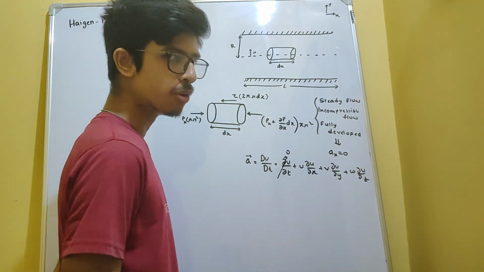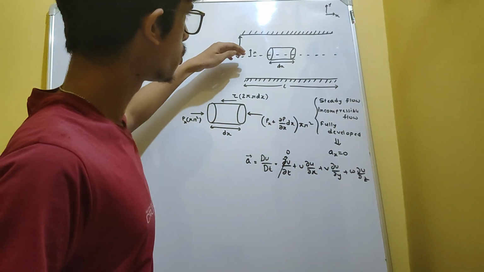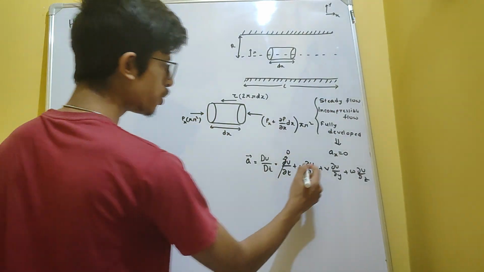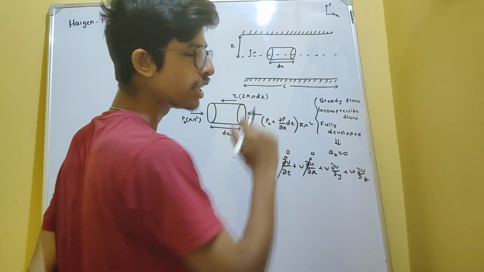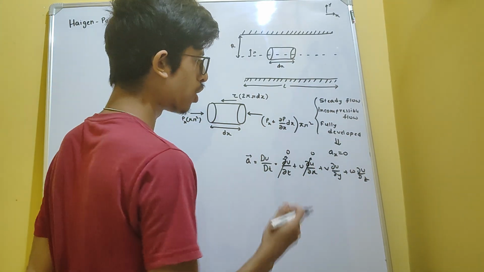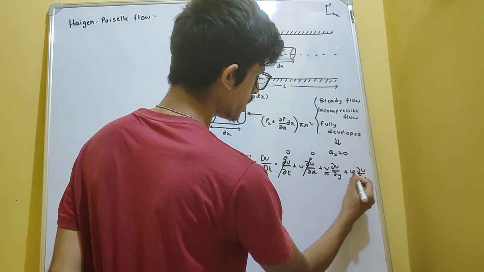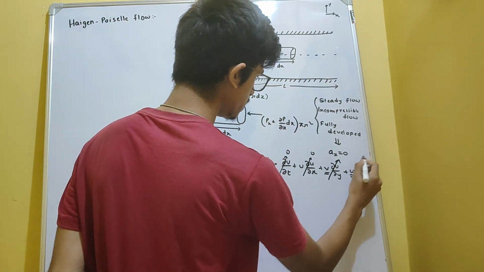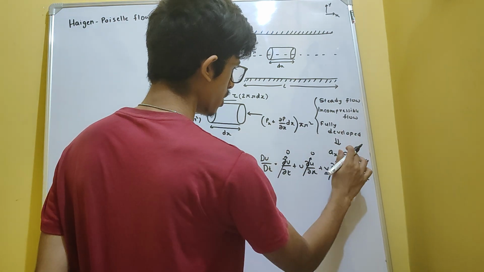Since the flow is steady, and since the flow is fully developed, there will be no variation of the velocity along the flow direction, that is along the x direction. So dou u by dou x will be 0. And since we are considering the flow to be only in one direction, the velocities of the fluid particle along the y and z directions will also be 0. As a result of this, v and w will be 0. So these two terms will also be 0, and 0 plus 0, everything is 0. So acceleration in the x direction will be 0.